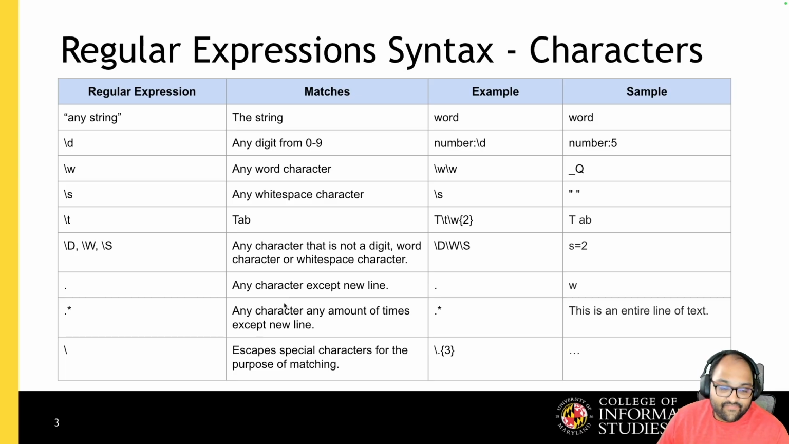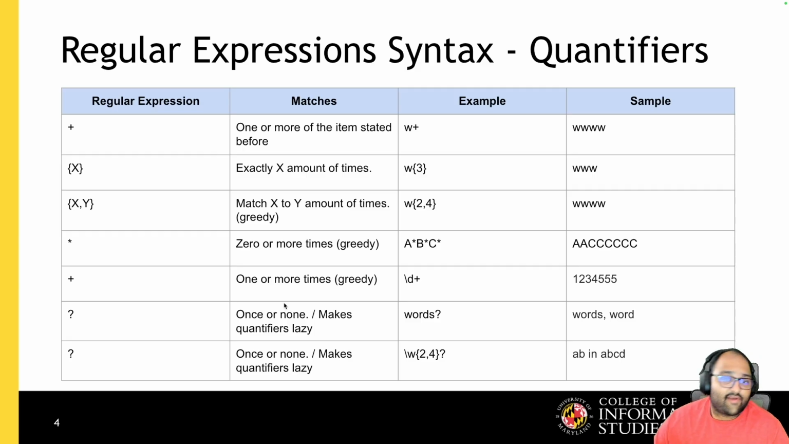And then you can also have quantifiers. What that means is, for example, you can have a plus, which says one or more of the item stated before, right? Or you can have exactly X amount of times. So W exactly 3 times, right? Or match X to Y amount of times, right? So W 2 to 4 means you can have between 2 to 4 W's for it to be valid.